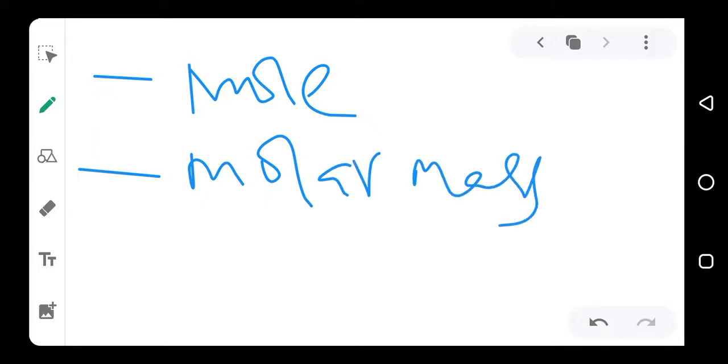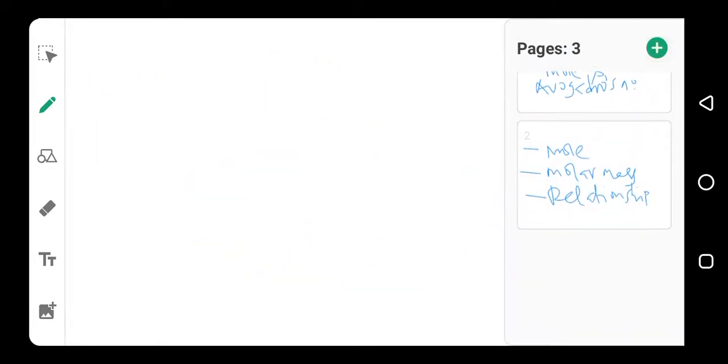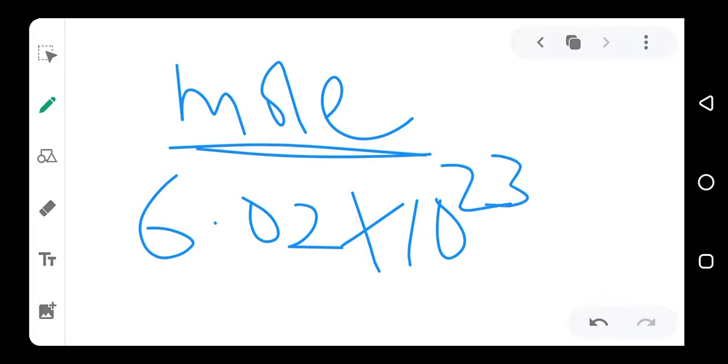Then we define molar mass, and then we try to create a relationship between the two. So that is our aim in this class. A mole, like I defined in the previous video, is the amount of substance that contains 6.02 times 10 raised to power 23 particles of the substance, where the particles could be ions, atoms, or molecules.